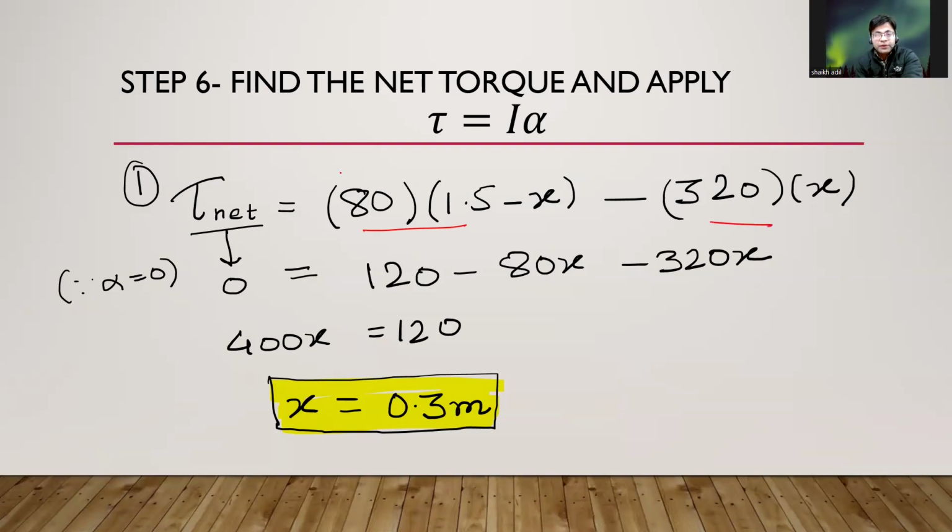After adding the torques, we put the sum equal to I alpha. Because the body is in equilibrium, alpha is 0, so the value of the net torque is just going to be 0. So we form the equation, and we can easily obtain the value of x as 0.3 meters. In this case, we got the answer from just one equation. Many times you will have to form more than one equation to ultimately get your answer.